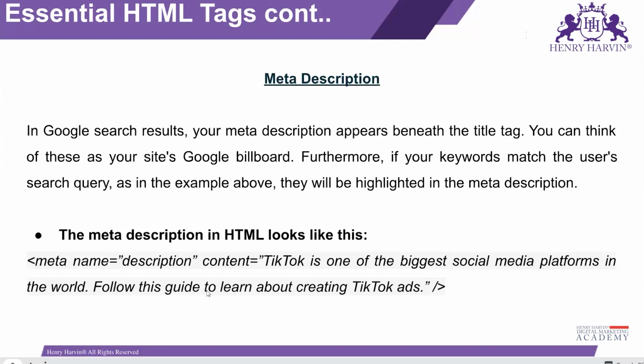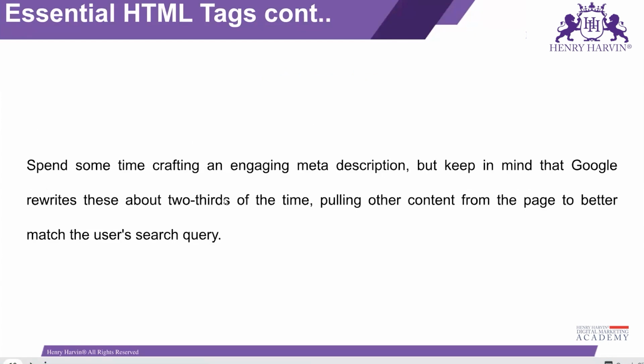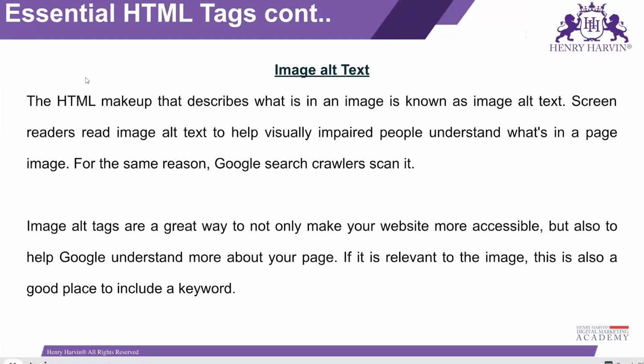Sometimes if your content has a similar or more relevant search query, then Google automatically shows that part of the content in the snippet in place of the meta description. But by default, you should always write a meta description. Image alt text. Meta description shows what is in the content of the page. Image alt text shows what is in the image.